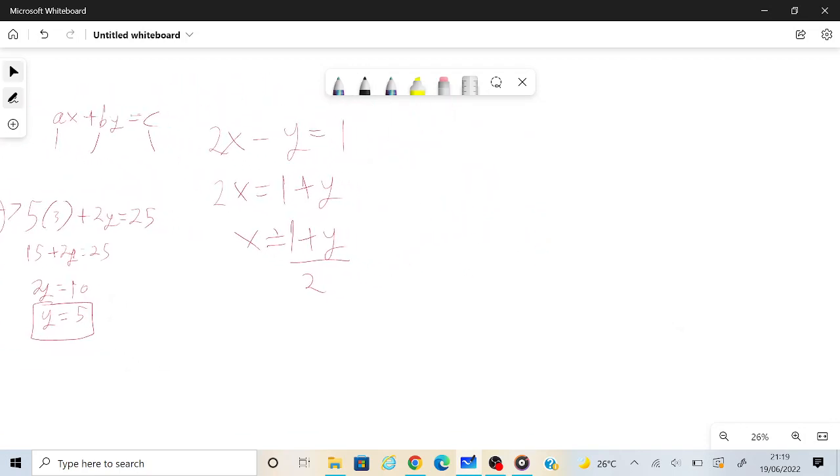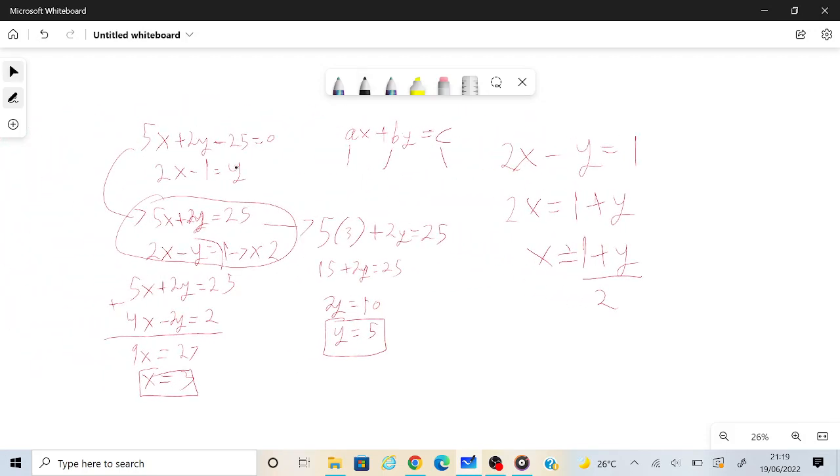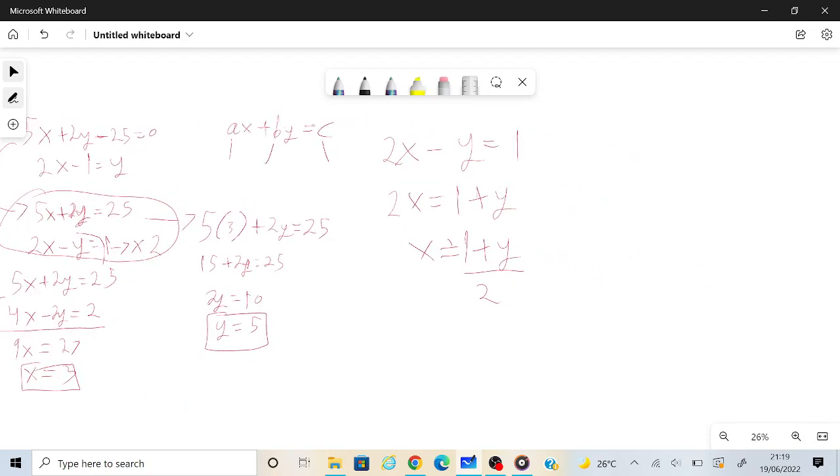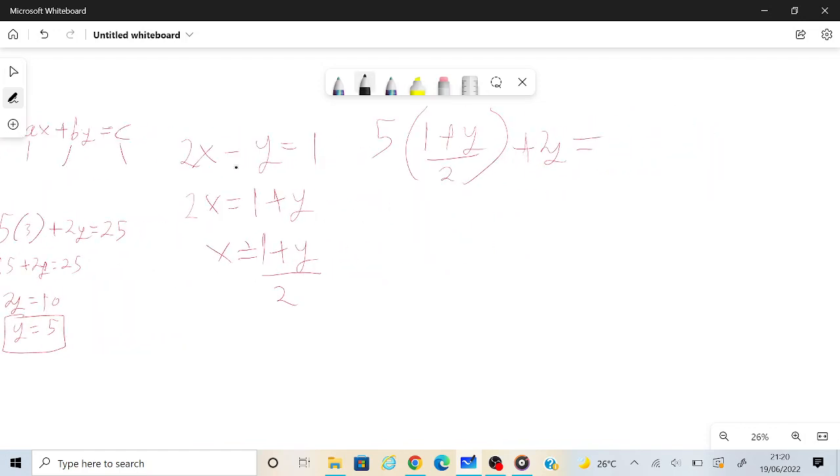So doing the whole process again, putting x into the value of y of x over here. So that's 5 into 1 plus y over 2 plus 2y is equal to 25.